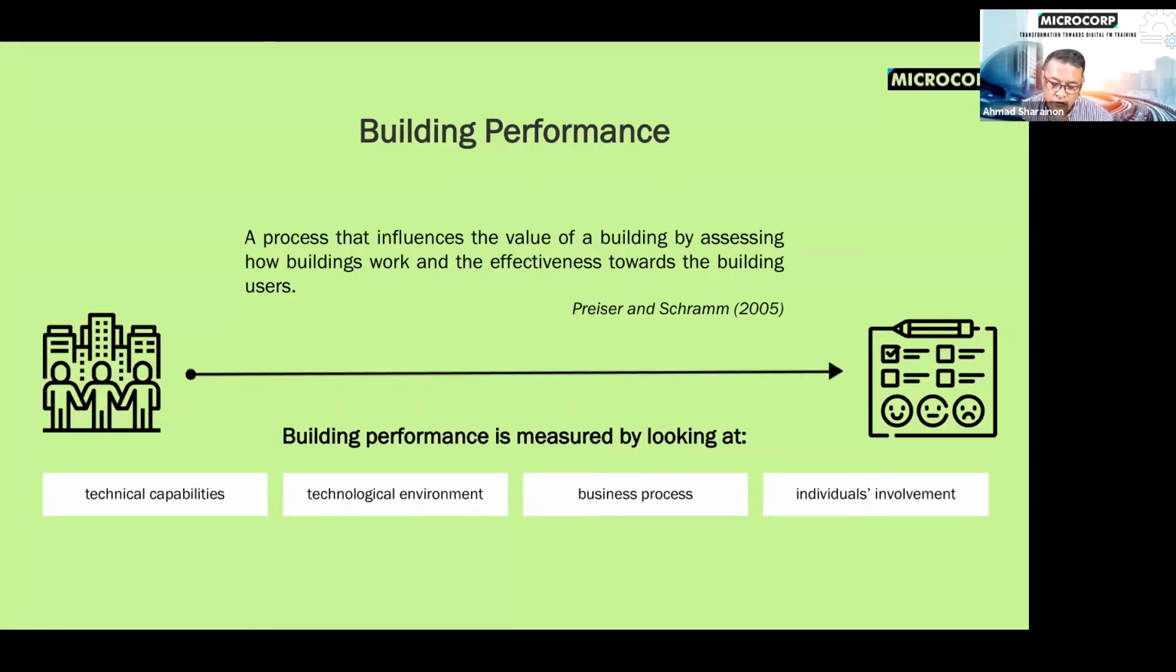So when you want to measure building performance, at least use these four criteria. Or you can base on these four and then come up with an equation. How can you come up with results in order to analyze the building performance?